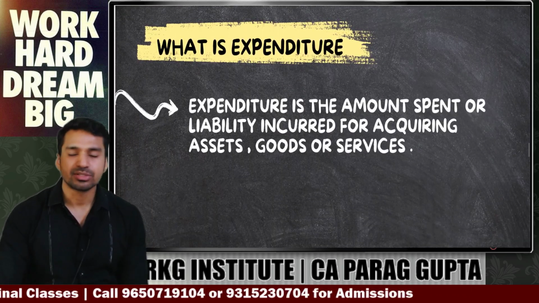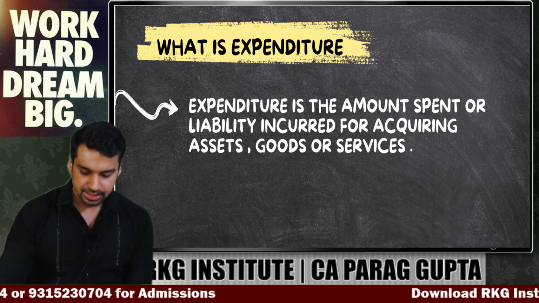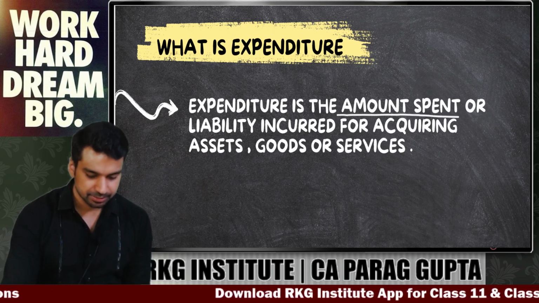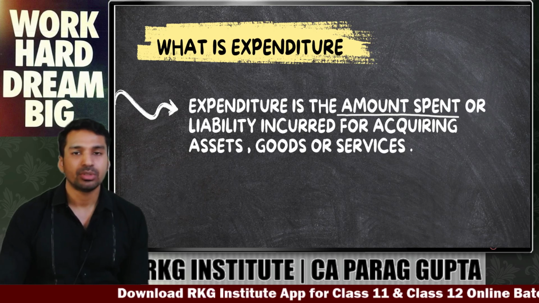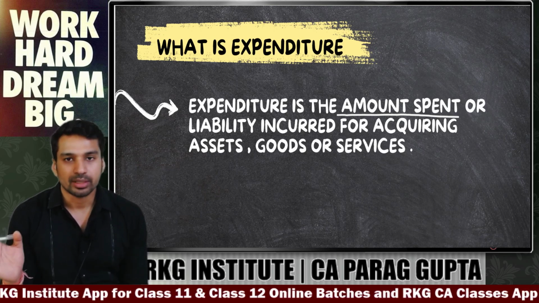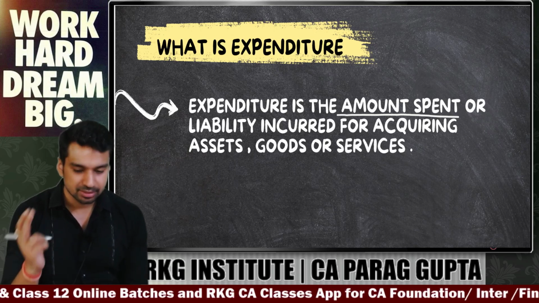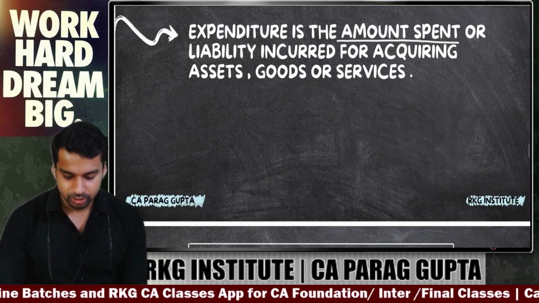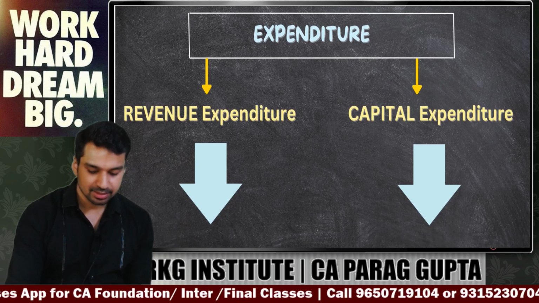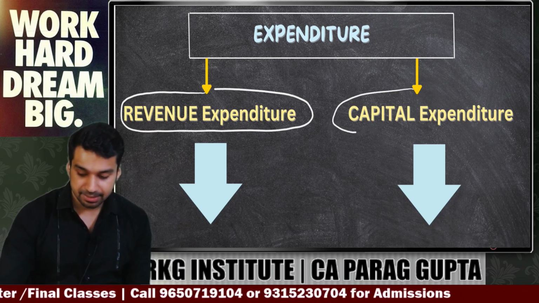Similarly, the next term is just the opposite of receipt. It is expenditure. What is expenditure? Expenditure means any kind of amount that you spent or will spend. Simple. The amount spent or will be spent is expenditure, money gone. Here also we will categorize it into two main categories, or rather three. The two main categories are revenue expenditure and capital expenditure. Again, you have to check the nature, that is very important.